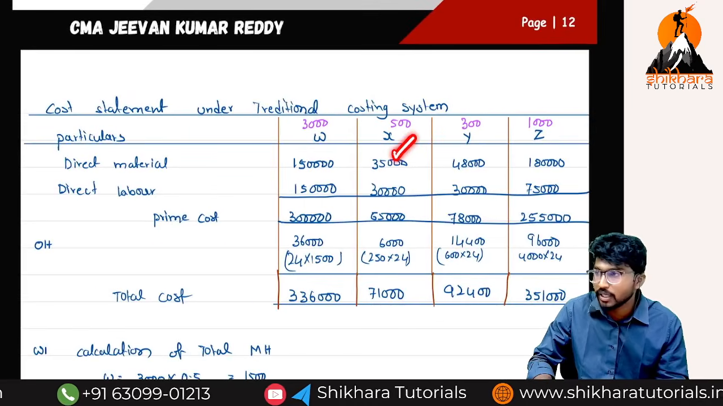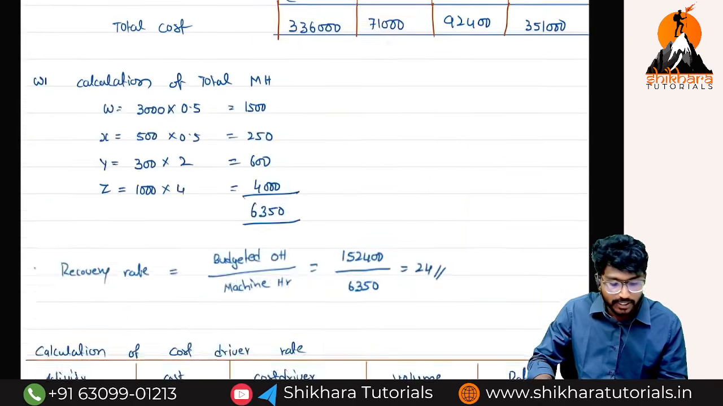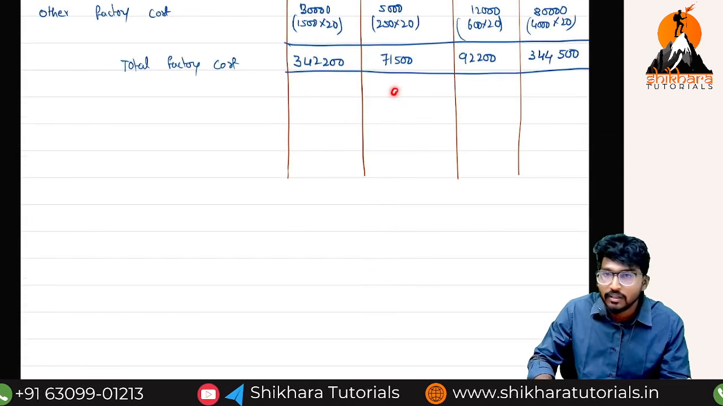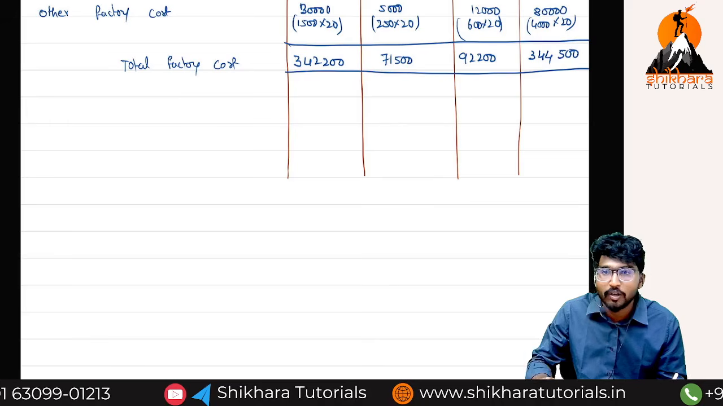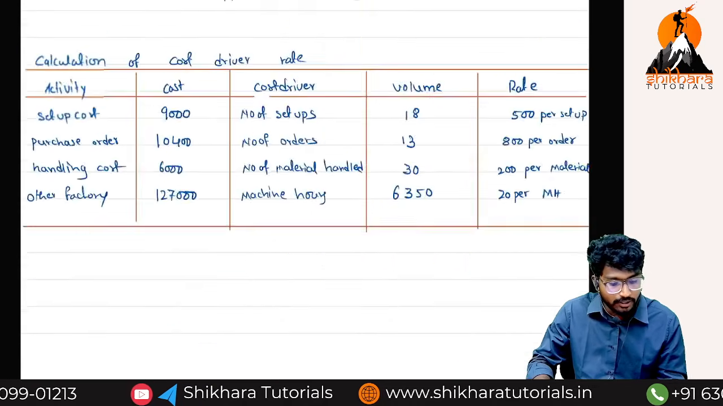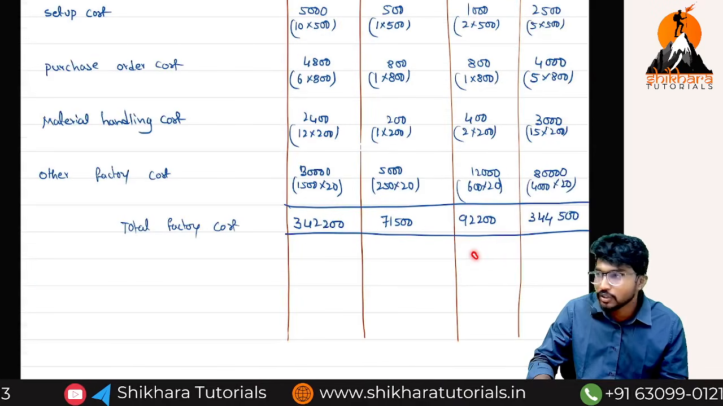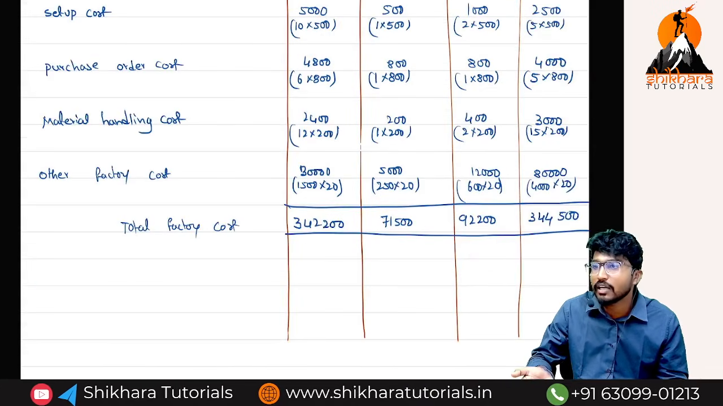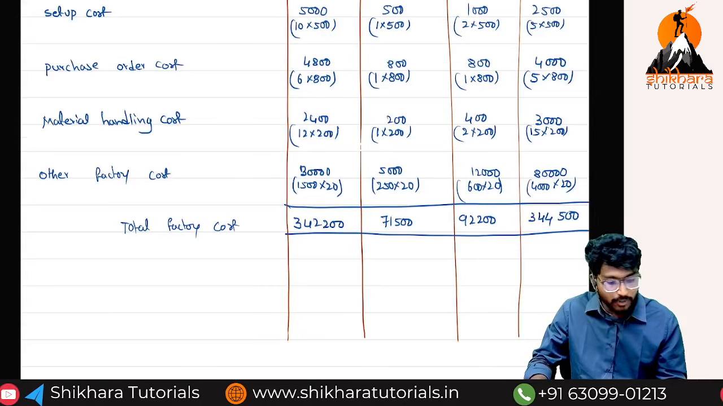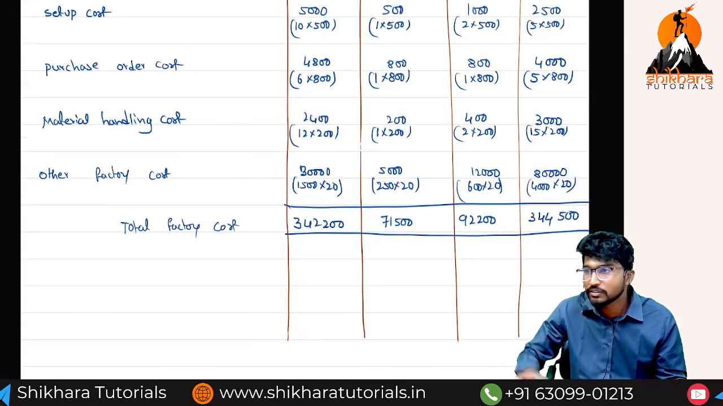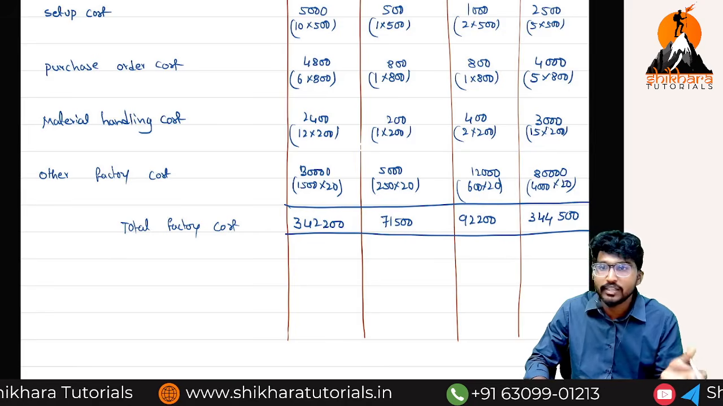But in the traditional costing system, the cost of X is 71,000. But as per the activity based costing system, it is 500. You decreased the cost by how much? 500. Here it is 92,400. Here it is 92,200. Here you increased the cost by 200. For the first two products, you decreased the cost. For the next two products, you increased the cost.